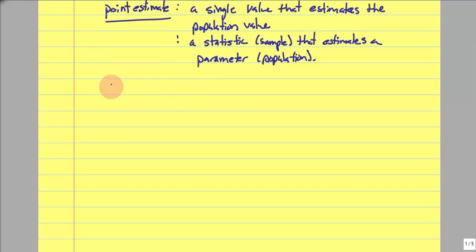Now, when I build a confidence interval, it always goes in terms of a small number up to a large number. It never goes large, comma, small. It's always small to large. This is the same as you'd read the number on the number line. So left to right, small to large.